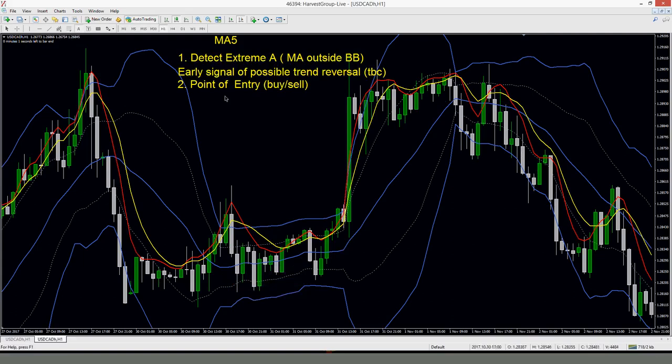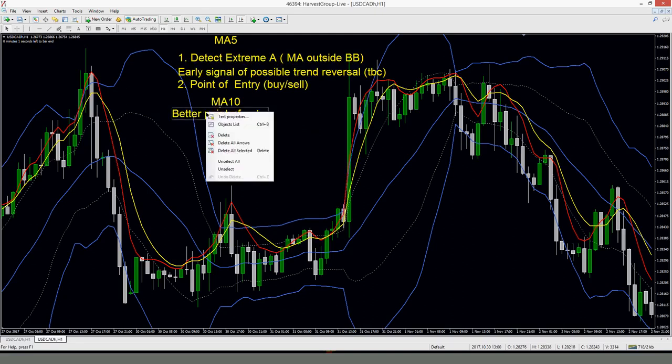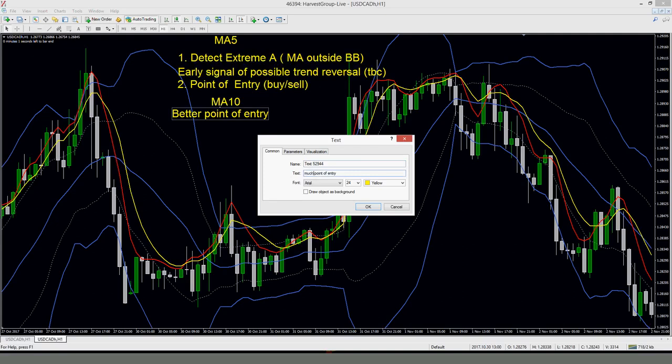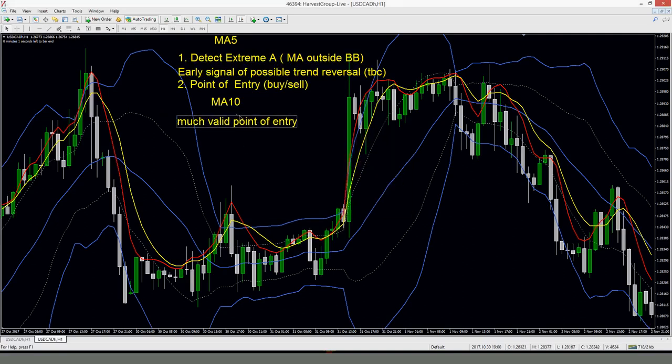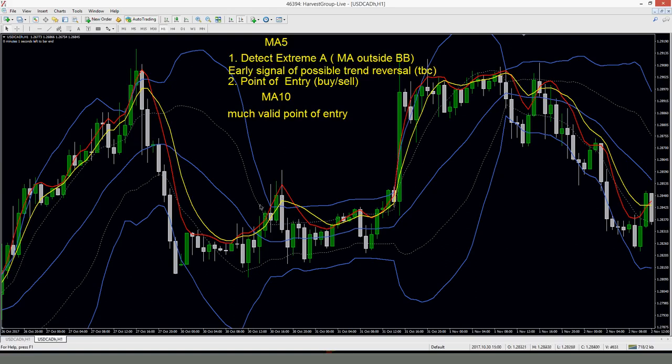So obviously MA10, there's only one function for MA10, which is for a better point of entry. So it's a much stronger, much more valid entry. You have to understand that whenever the candle rejects a certain indicator, which is buy, and in this case a sell indicator, whenever the candle rejects a sell indicator, then this is a sell entry. As you can see here, the candle rejects MA high 5.